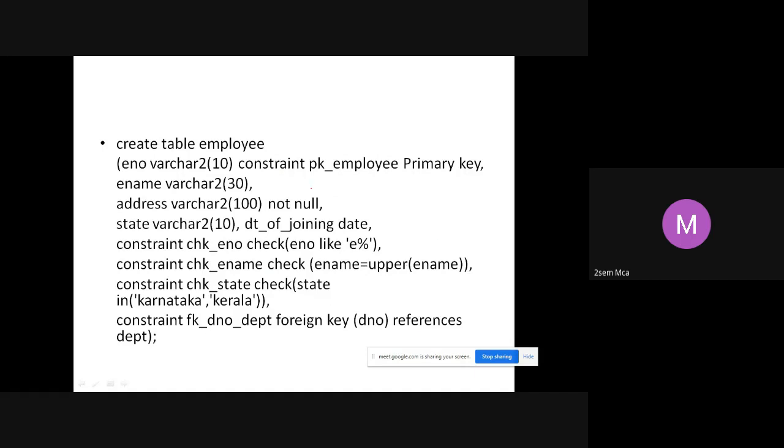See here. We have a constraint called pk_employee. Look at this: create table employee, e number. E number is a primary key here, and that's a constraint, but we are giving it a name called pk_employee for that primary key constraint. And then we are of course creating ename. We are declaring address, which is not null, state, which is varchar2 of 10, and date of joining, which is date. And all the constraints that we gave directly for address, state and so on, now we are giving separately along with the constraint name.